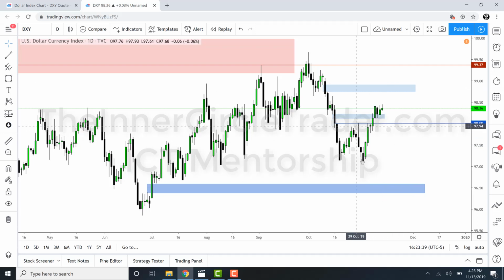It would be the mean threshold of the down close candles of this bullish order block, and it's also a BISI fair value gap. It doesn't have to completely fill that. It's probably 97.65, 97.70. That would be an area to look for a reaction if we sink on or shortly after the Powell testimony during the New York session.